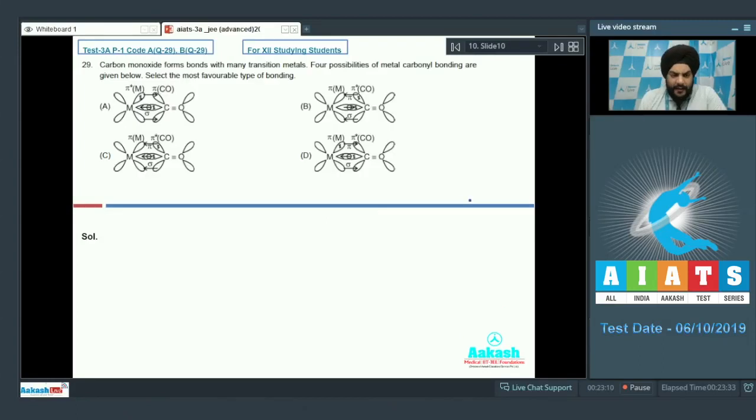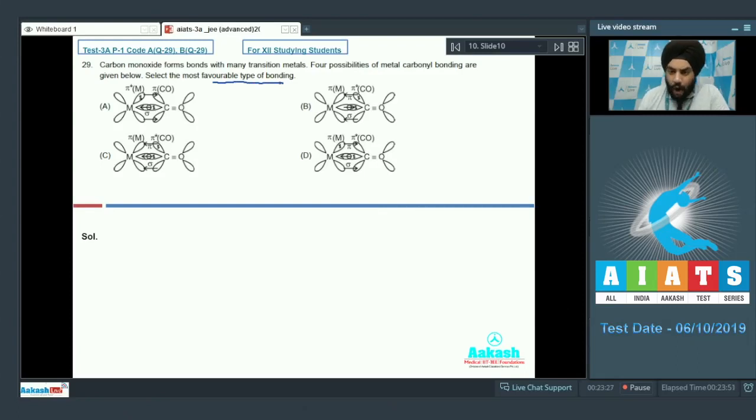Okay. Let us look at the paragraph given for question number 29, 30 and 31, students. It talks about the synergic bonding in the metal carbonyls. Okay. So for question number 29, it says carbon monoxide forms bonds with many transition metals. 4 possibilities of metal carbonyl bonding are given below. Select the most favorable type of bonding.